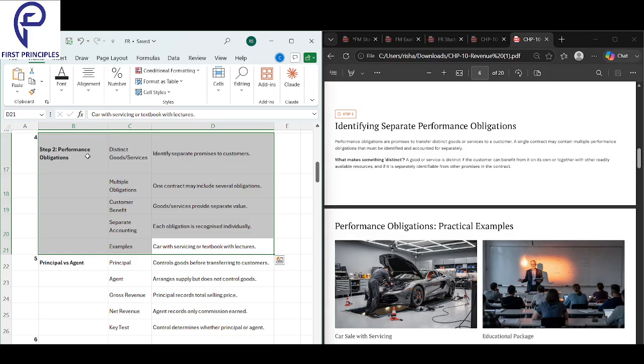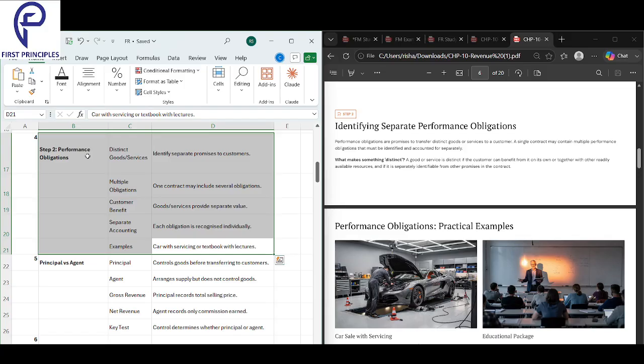Second, separate accounting. For revenue, you treat each promise separately. Example: a car with servicing, or a textbook with lectures. The car is one obligation, servicing is another obligation. The textbook is one obligation, lectures is another obligation.